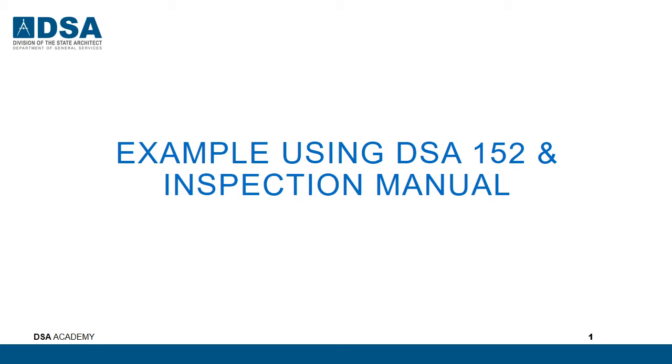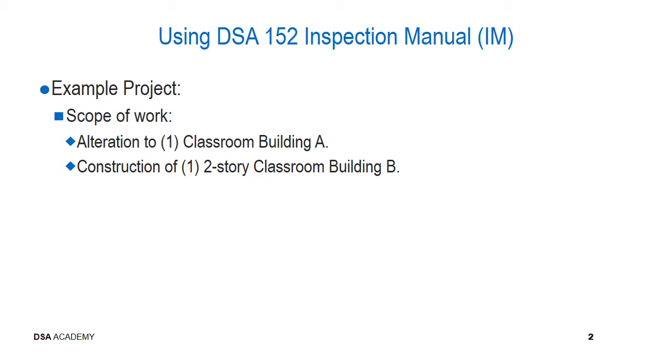This next section, we will go through an example using the DSA 152 inspection card as well as the inspection manual to show you how to actually properly complete the card and make use of the manual in the process of doing so. So for the example project, what we will have is described here in this scope of work. We have an alteration to one classroom building A and construction of a single two-story classroom building B.